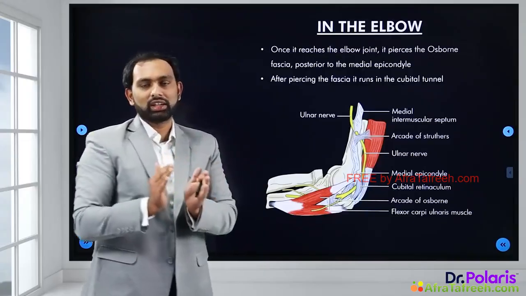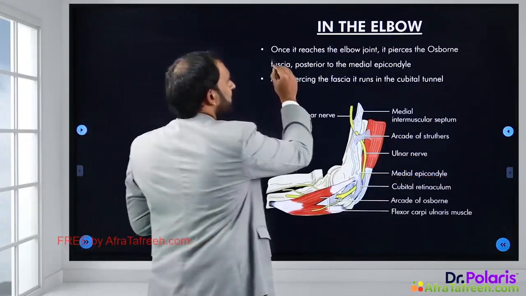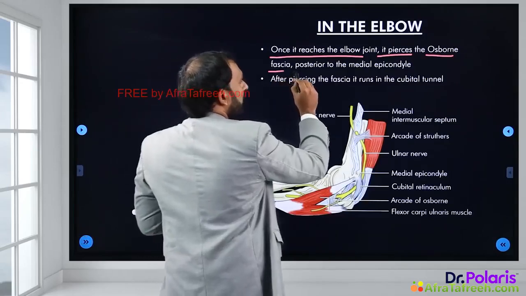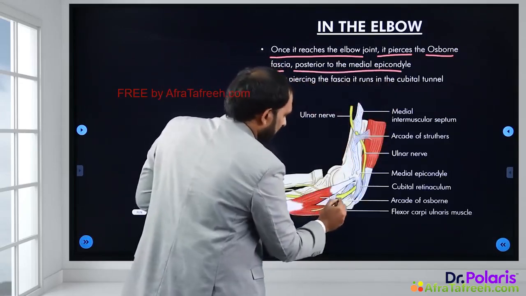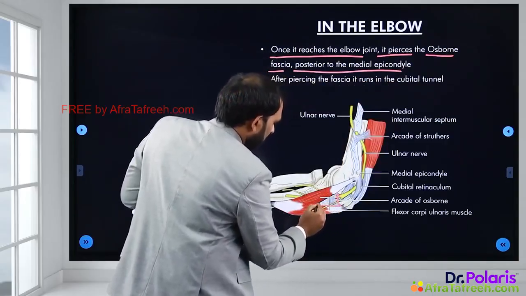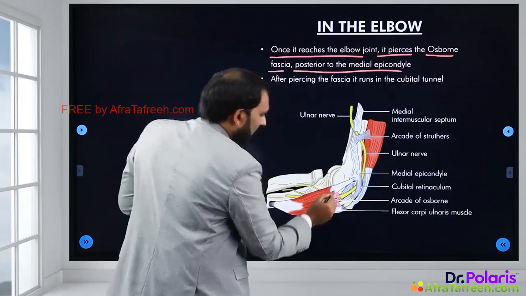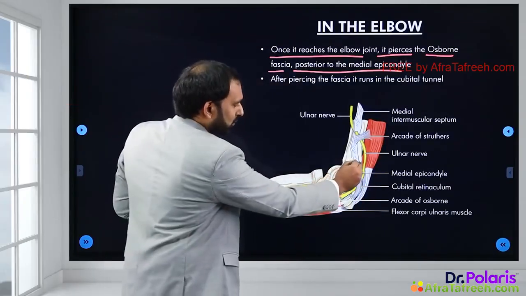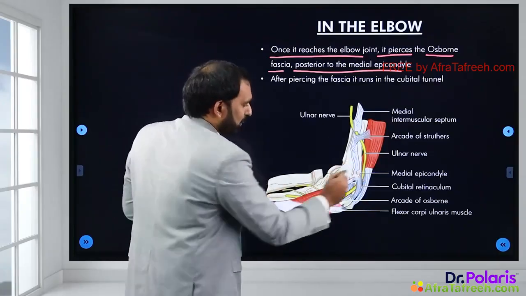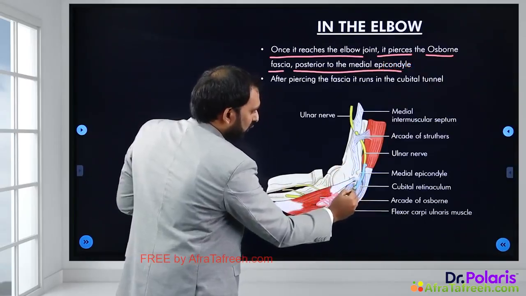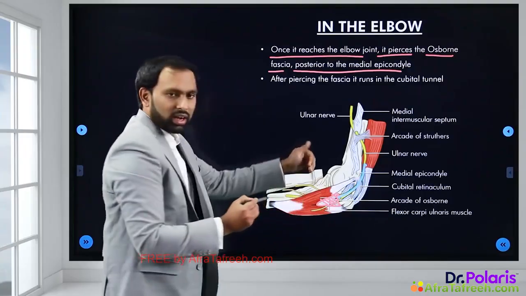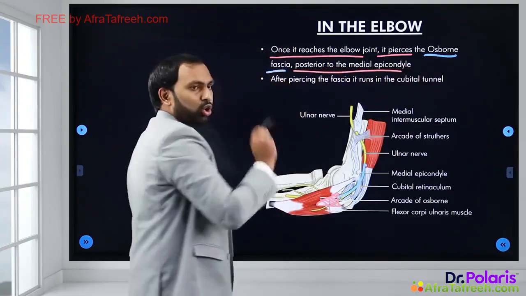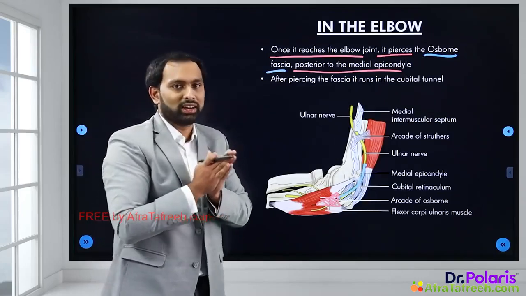Now coming to the ulnar nerve course in the elbow. So once it reaches the elbow joint, it pierces another structure, that is the Osborn fascia, and it is lying posterior to the medial epicondyle. So you can see here, this structure lying posterior to the elbow joint is the Osborn fascia. So the ulnar nerve, once it comes out, is lying posterior to the medial epicondyle. After it comes away from the elbow joint, it is now going underneath or piercing the Osborn's fascia. So this Osborn's fascia is also a site where compressive neuropathy of the ulnar nerve can happen.